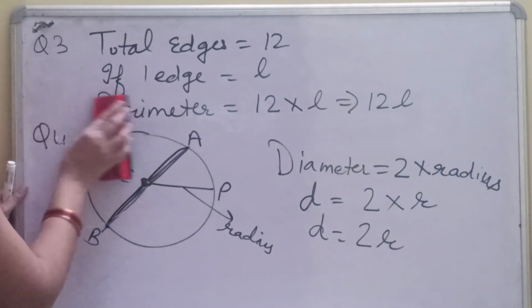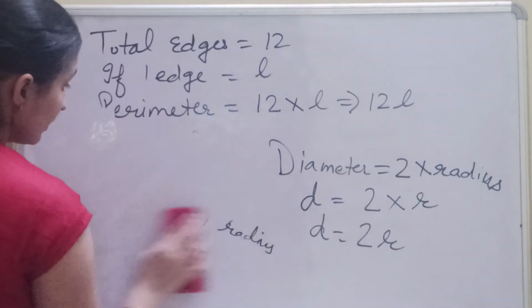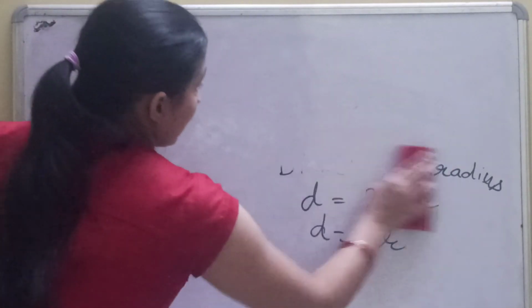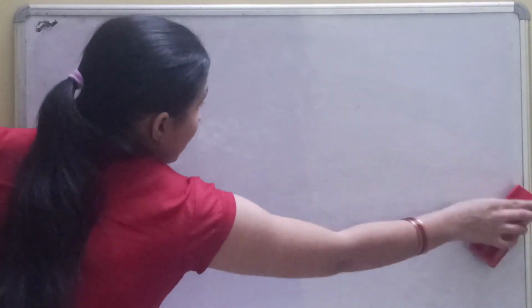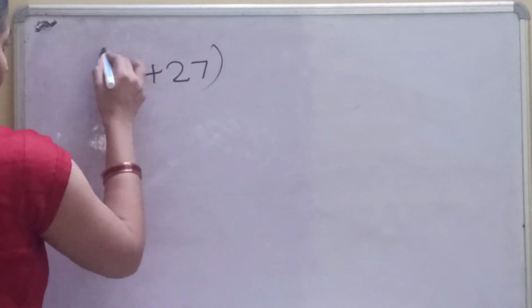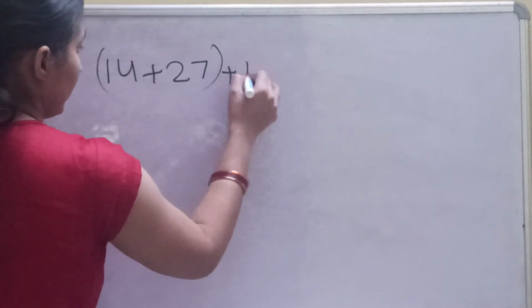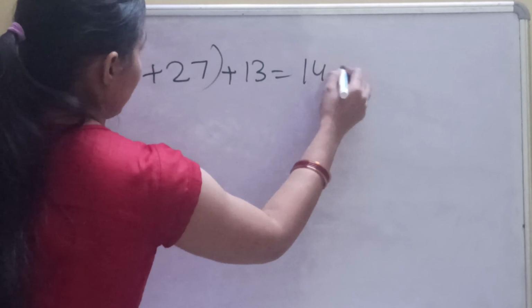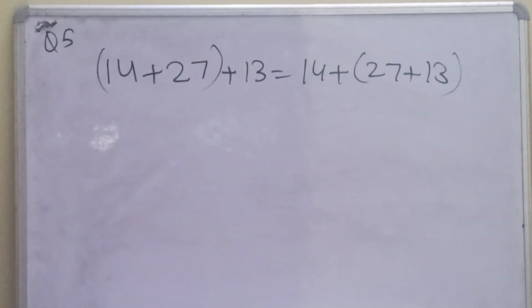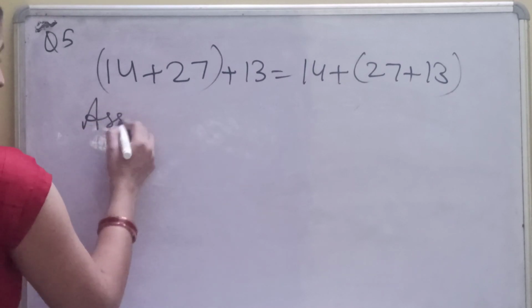Now let's move to the last question. What do we have in that? Let us discuss. He is saying if you are adding 3 numbers in this format, this is your question. He is saying which property you are having in this. So in this we are having associative property.